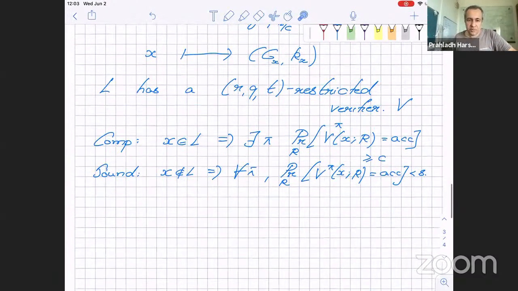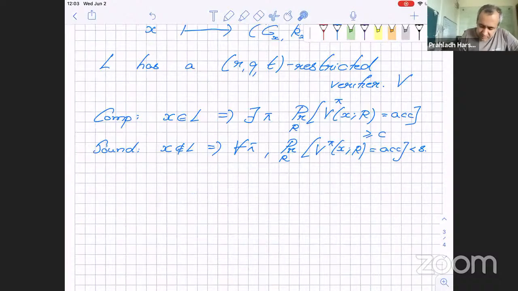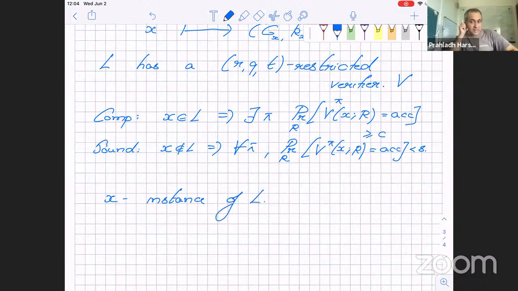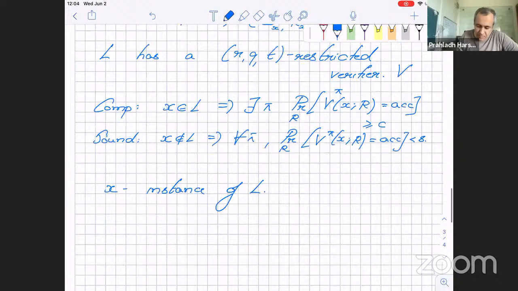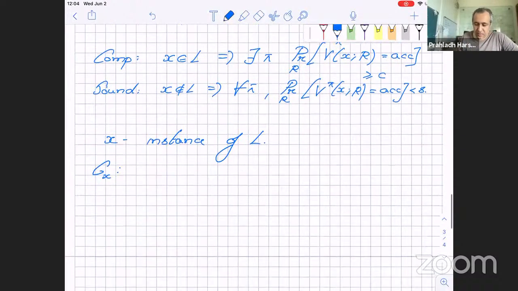How are we going to do this? So I'm going to construct this. Let's fix an X. X is an instance of the language. It could be a yes instance, it could be a no instance. What I'm going to do is going to be exactly the Karp reduction, but stated in the language of this one. So let's first construct GX. I'll then tell what KX is.